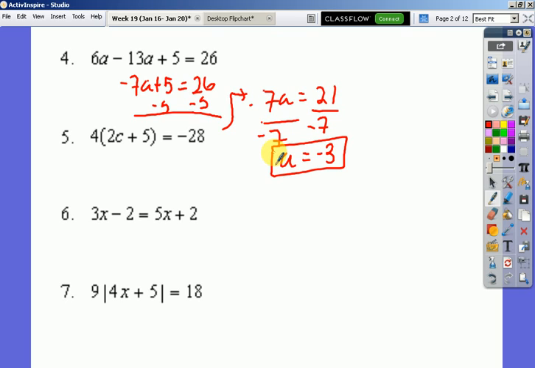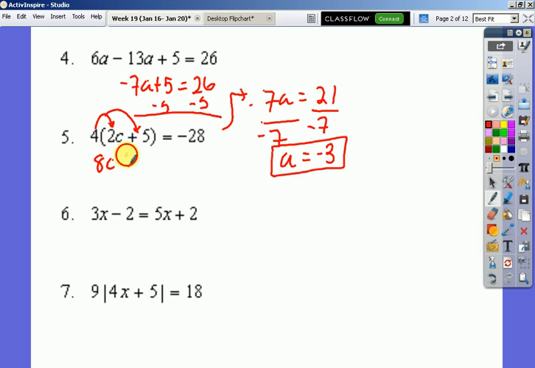Next one. What property will I use to get rid of that 4? Distributive. There are a couple things you could do. You could either divide both sides by 4, or you could distribute. You have a couple choices. Since this is a product between 4 and what's in the parentheses, you can just divide and then solve for z. Or you can distribute the 4.